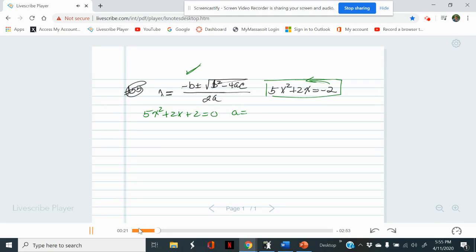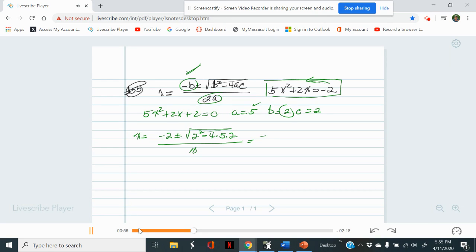Therefore, now I know my a value is 5, my b value is 2, and my c value is also 2. So x will be equal to the opposite of wherever b is. Opposite sign. So if b is 2, the opposite of that is negative 2 plus or minus the square root of 2 squared minus 4 times the a value, which is 5, times the c value, which is 2, all divided by twice a. If a is 5, 2 times a is going to be 10.